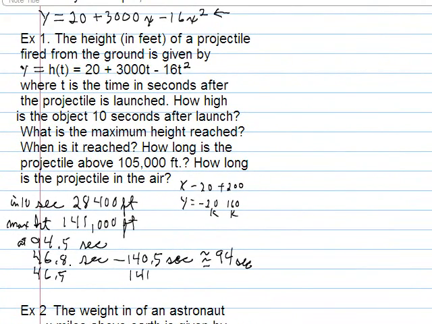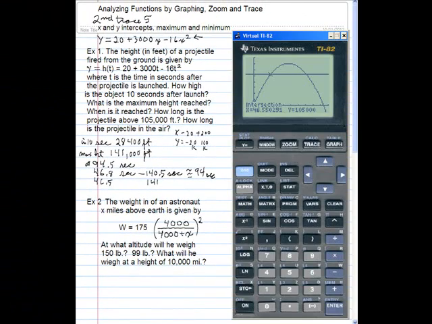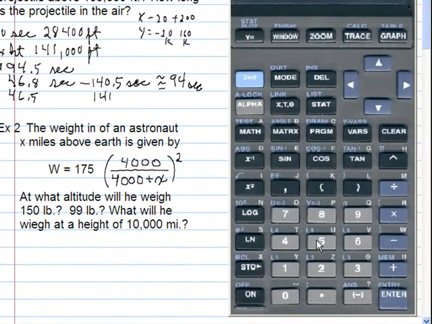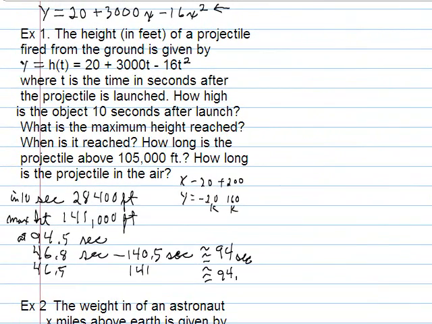So let's see how our rough guess method compared to a more accurate method for determining the time above 105,000 feet. So this time we'll do 141 minus 46.5, and we get 94.5. So it looks like our rough guess method was off by roughly a half a second. So our rough guess was okay, but this is a better answer.